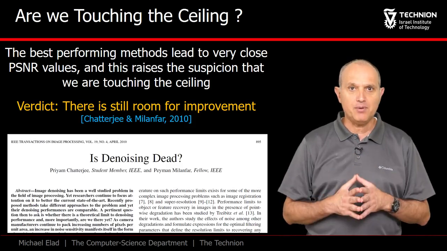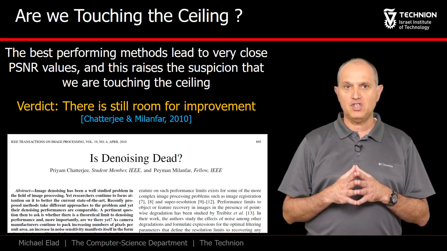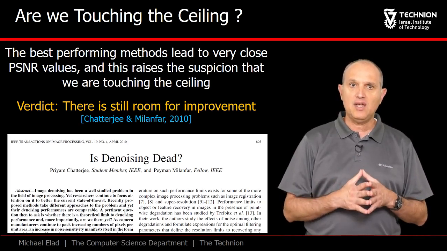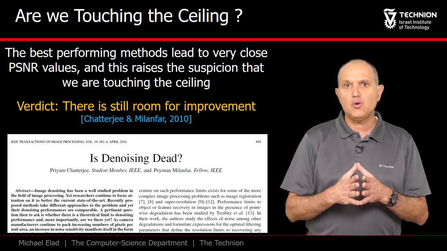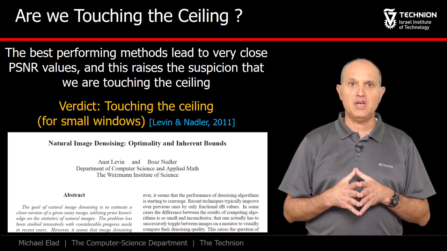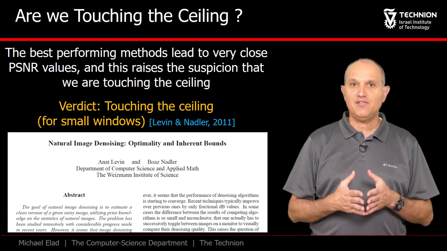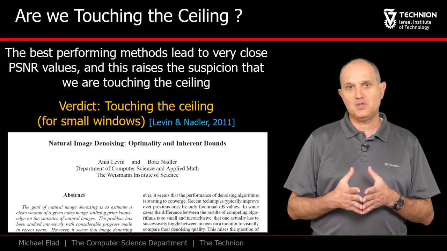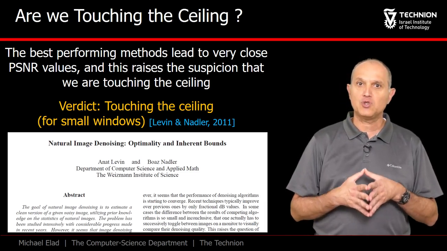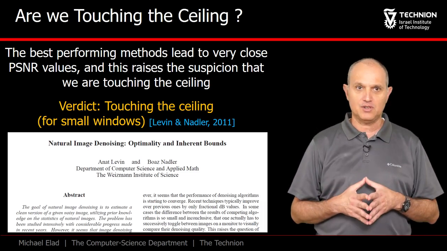Two amazing papers ask exactly this question. This one by Milanfar and his student from 2010 suggested an intricate analysis that led them to the conclusion that there is still room for improvement. The other paper by Levin and Nadler, published a year later, got to the opposite conclusion using a completely different methodology. We should say that their pessimistic conclusion referred to algorithms that operate only on small patches, so perhaps this explains the gap between the two works.